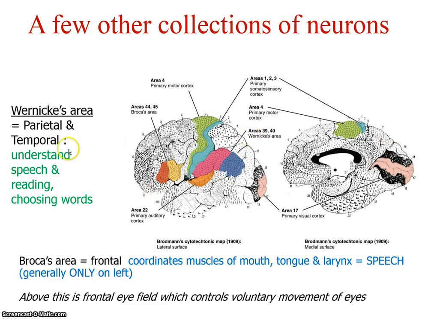Again, here's the same cartoon. Wernicke's area is here, and it's in this area that's between the temporal and the parietal, right? Because back here is occipital. And this is an area that we call the interpretive language, and it helps us understand speech and words that we read, and helps us to choose words when we speak or communicate. Okay, so Wernicke's area, so interpretive language.